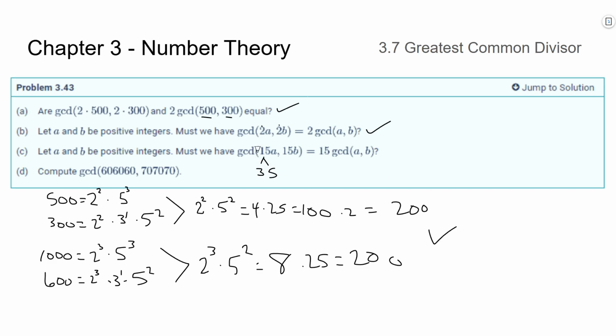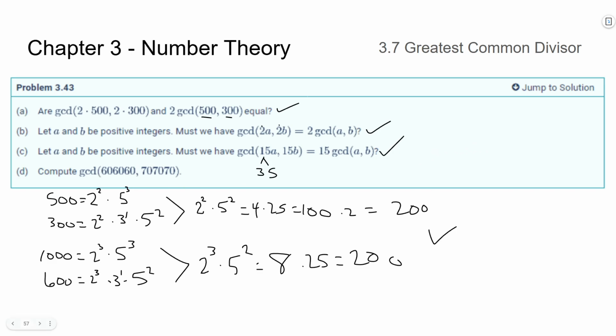So multiplying a 3 and a 5 into whatever A is and whatever B is, well, when we find what's common to them, it's going to have an extra factor of 3 and an extra factor of 5. So it's going to have an extra 15 times whatever the GCD of A and B is. So that also checks out. So now let's go ahead and compute this GCD.